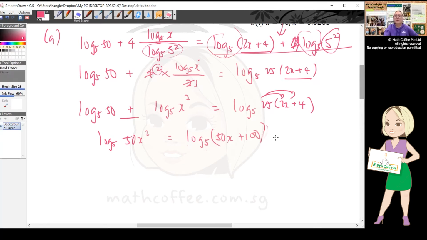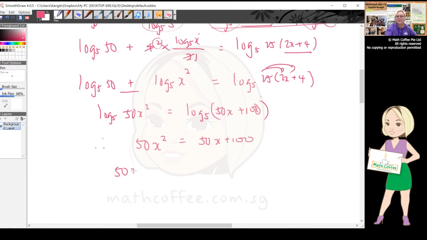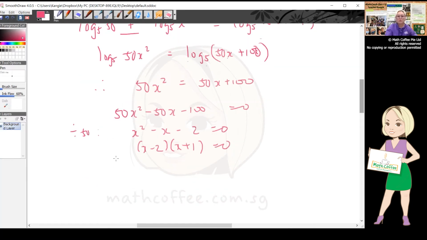So actually, you can see that both sides are already a single logarithm. So when both sides are a single logarithm, you can happily remove the log 5. So therefore, 50x squared is equal to 50x plus 100. Everything throw to the left-hand side, 50x squared minus 50x minus 100 equals to 0. I can divide by 50 throughout. x squared minus x minus 2 equals to 0. So let's solve the equation. And I will get x minus 2 and x plus 1 equals to 0. So I have x equals to 2 or x equals to negative 1.